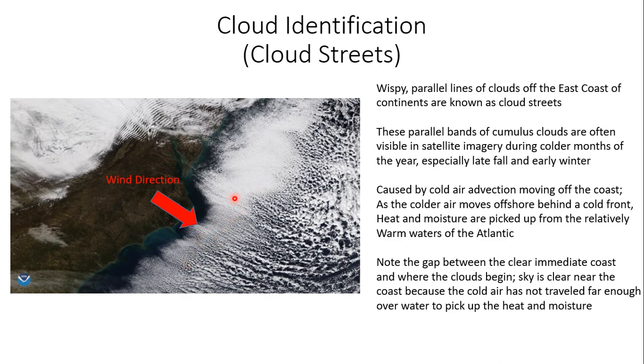So that's another neat tool about looking at satellite imagery. You can tell the wind direction. You can tell what's going on in the atmosphere. But is it a cold day or a warm day on the East Coast? I could tell you by looking at this in wintertime, if I saw this with all these cloud streets, I would definitely be thinking it was a cold day.